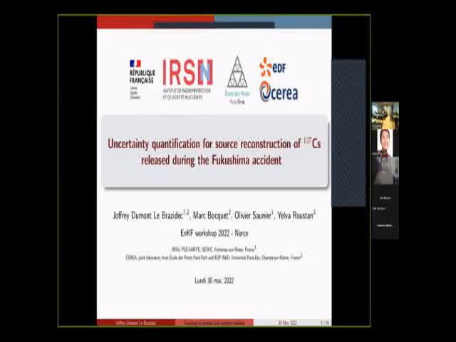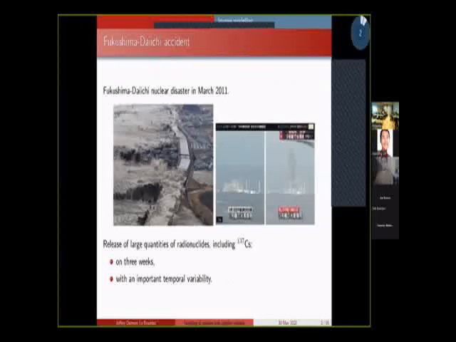accident of Fukushima Daiichi. So just a small reminder, in March 2011, there was an earthquake under the Pacific Ocean off the coast of Japan, and this earthquake triggered an extremely destructive tsunami that hit the Japanese coastline 1 hour after the beginning of the earthquake. This resulted in the drowning of the emergency power generators of the Fukushima Daiichi central, which led to a massive release of radionuclides, such as, for example, the cesium-137, which will be the radionuclide of interest today. And this release was characterized by several episodes of varying intensity and lasted for several weeks.